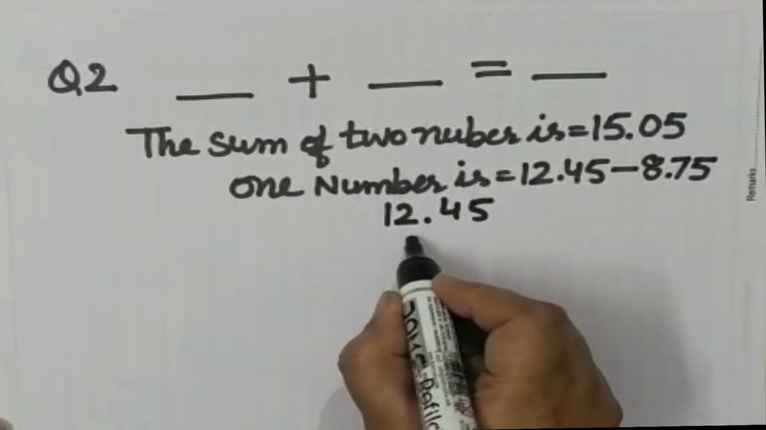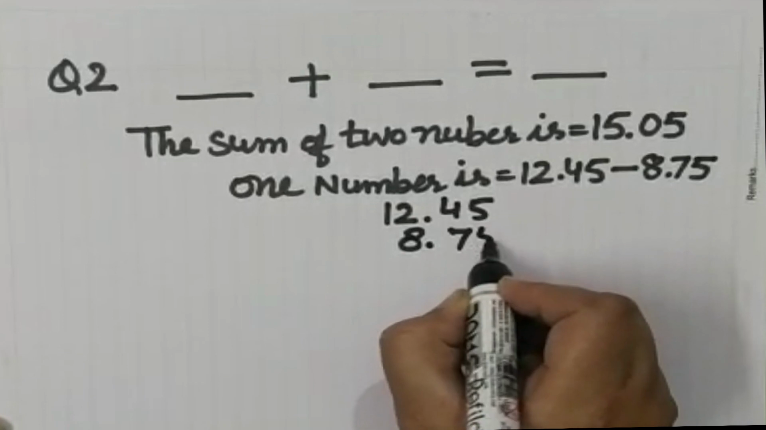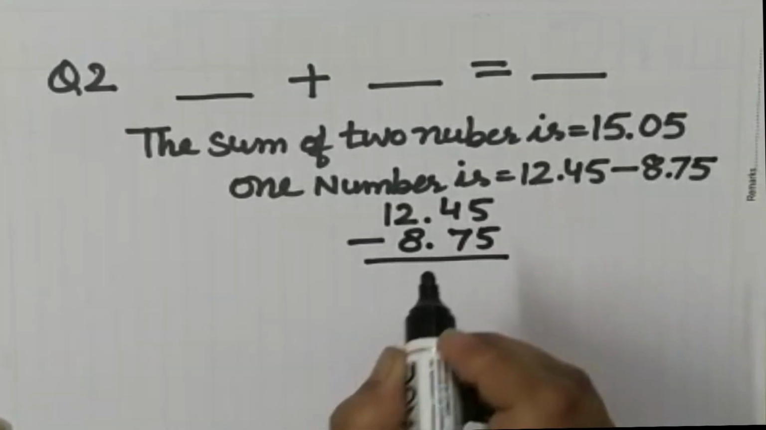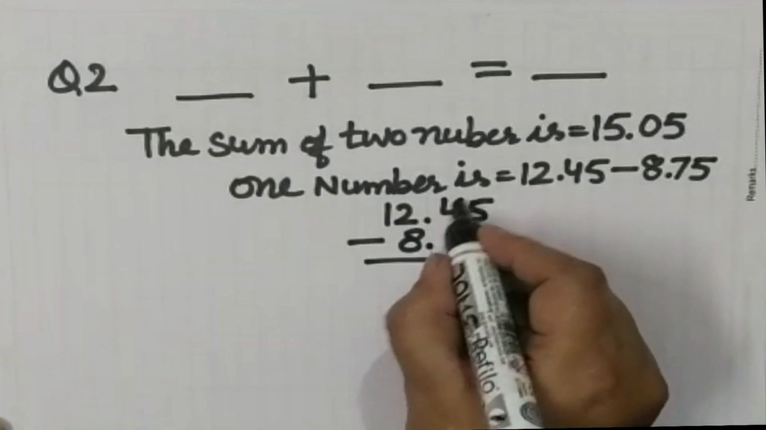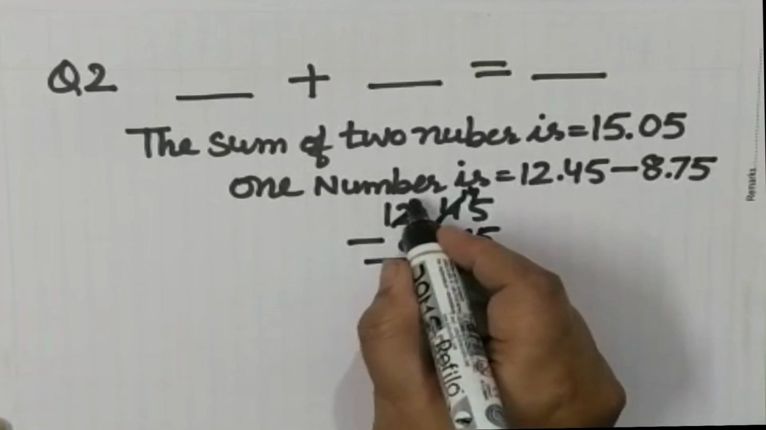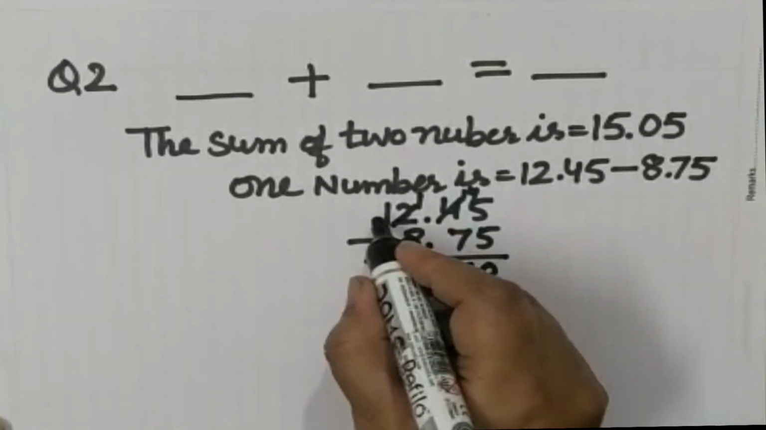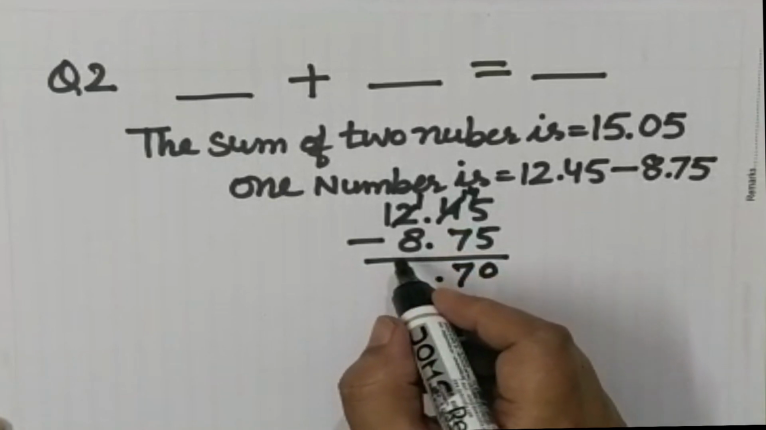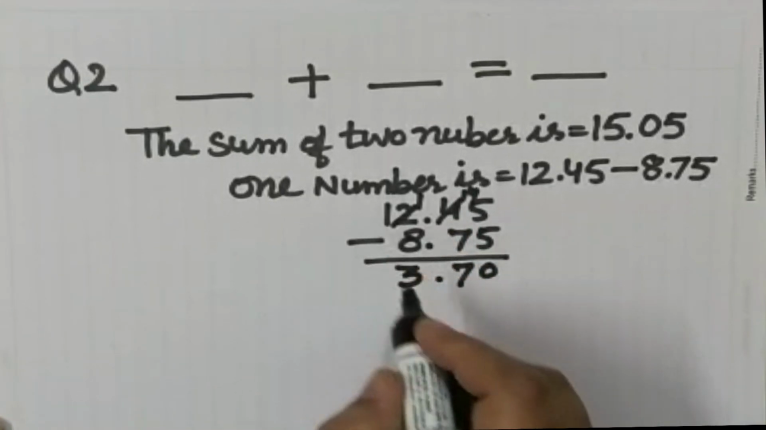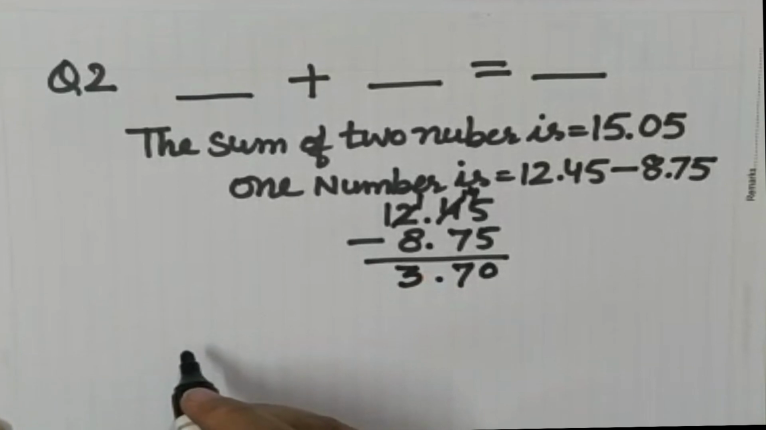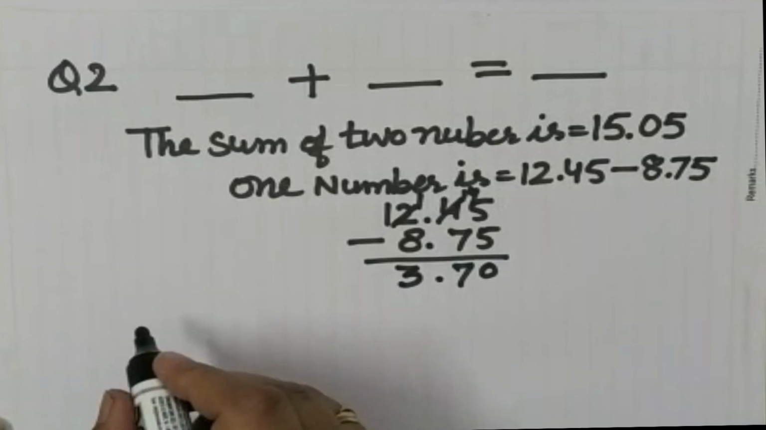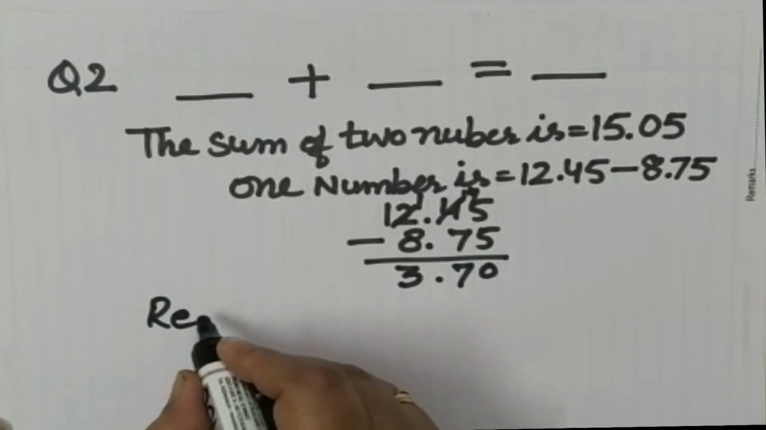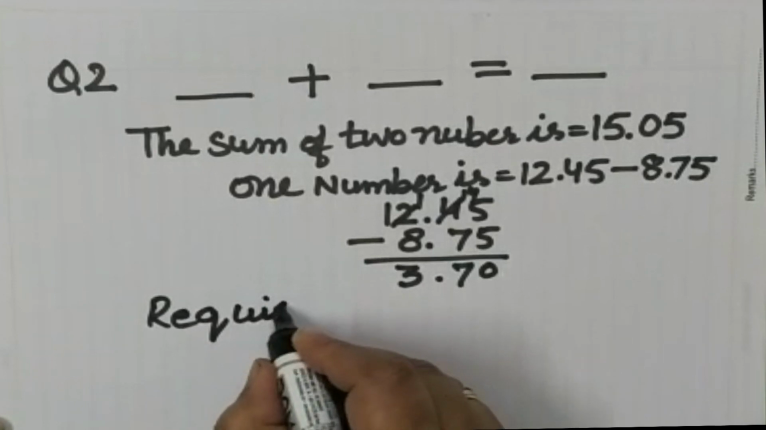12.45, 8.75. So here 5 minus 5, 0, 7, 14, it is 1, 7, 11 minus 8, here is 3. So it is the one number. So you can find the required number. We have the result and one number now. So now these are given to us. So we can find the required number.